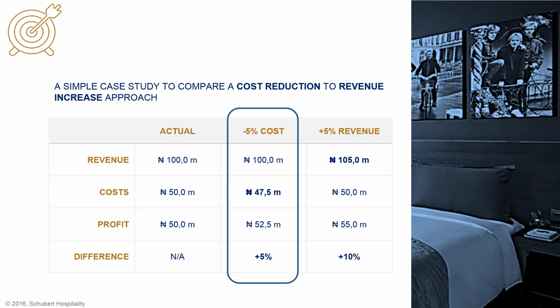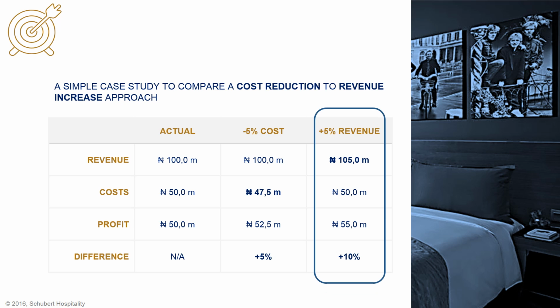to 52.5 million naira. However, if the hotel decided to improve its revenue by 5% and managed to keep its costs the same as with the actual case, it would have increased its profit by 10% and thus increased the value of the profit itself to 55 million naira. As you can see, more money was made by increasing the revenue than reducing the costs.